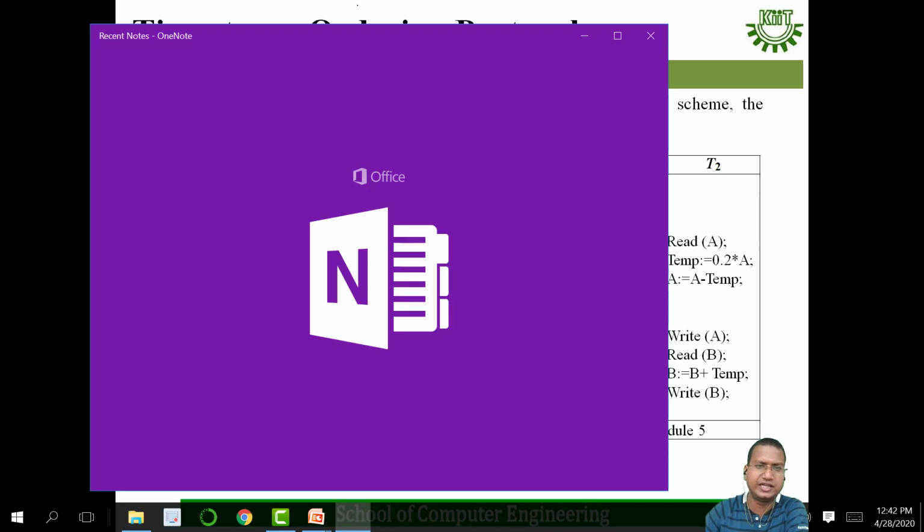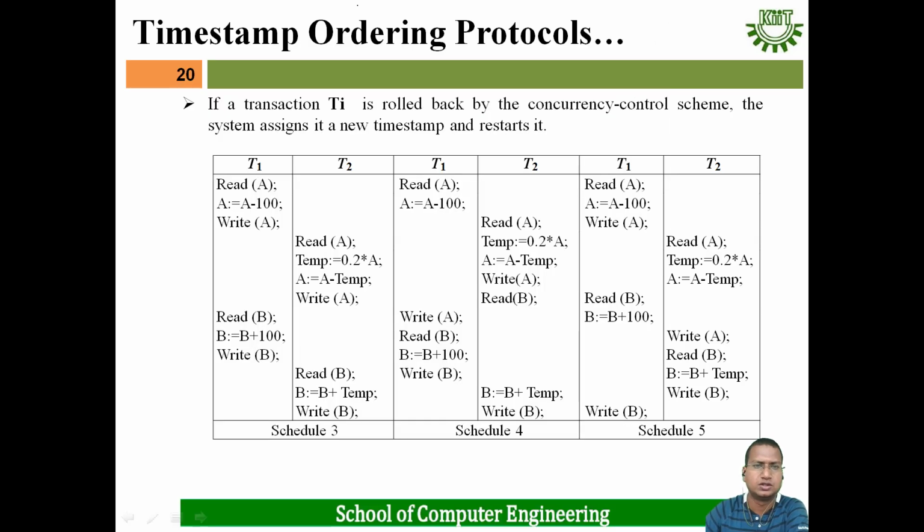In this case, we will see. Suppose this is your schedule 3. We'll discuss this first. Here the timestamp of T1 is 1 and the timestamp of T2 is 2. That means the timestamp ordering is T1 to T2. Then the read operation will be performed, then the write operation. If we apply the timestamp ordering protocol or algorithm, then it will work properly.